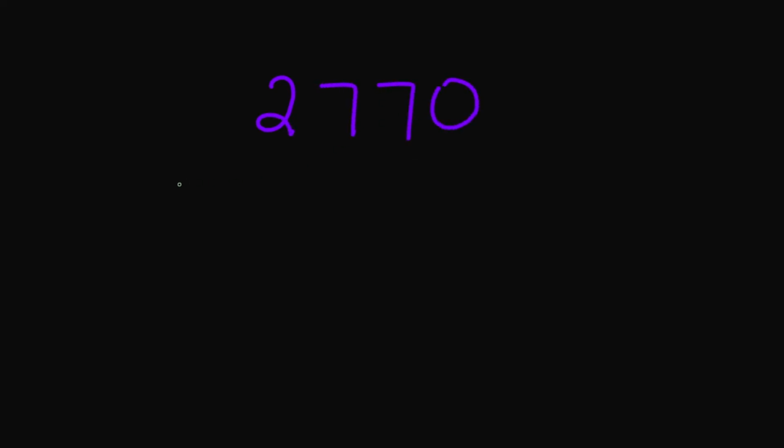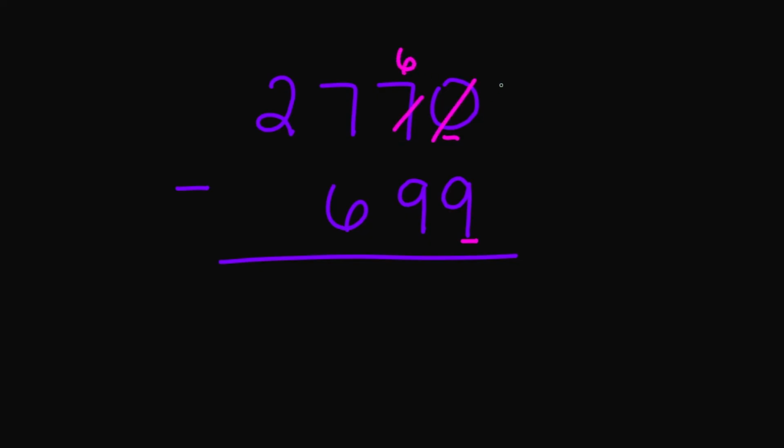2,770 minus 699. Let's try to subtract 0 minus 9. I can't do that. In the ones place, I'm going to borrow from the tens place. So the 7 now is going to become a 6. This 0 in the ones place is now going to become a 10. So you have 10 minus 9, that's 1. 6 minus 9, uh-oh. You have 6 marbles and you're trying to remove 9, you don't have enough.